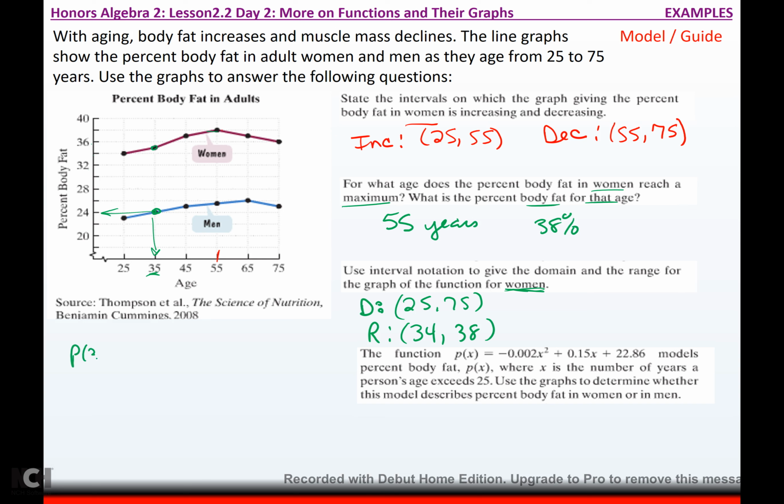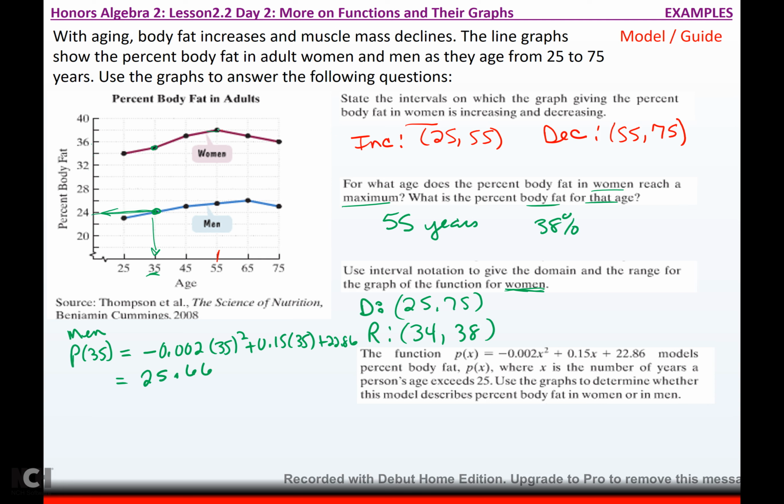So if I try p of 35 for the men, that would be negative 0.002 times 35 squared plus 0.15 times 35 plus 22.86. So if we type that in carefully, negative 0.002 parentheses 35 squared parentheses plus 0.15 parentheses 35 parentheses plus 22.86, I get 25.66, which this is at 24. It's pretty close. Let's see about this one.